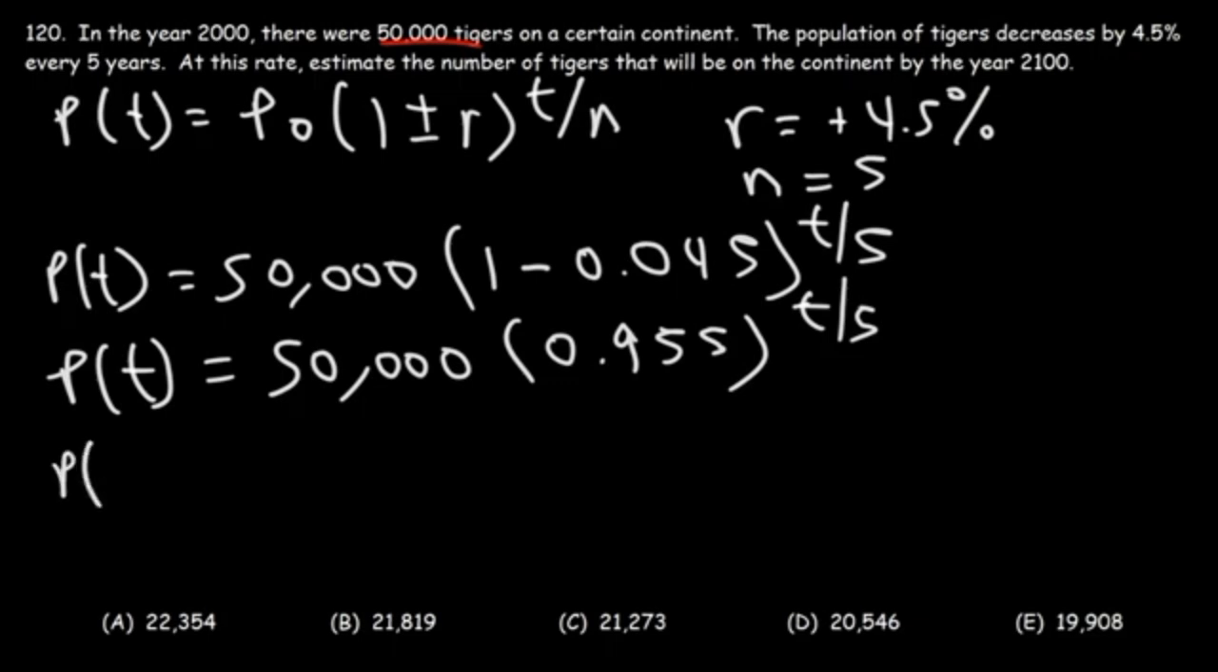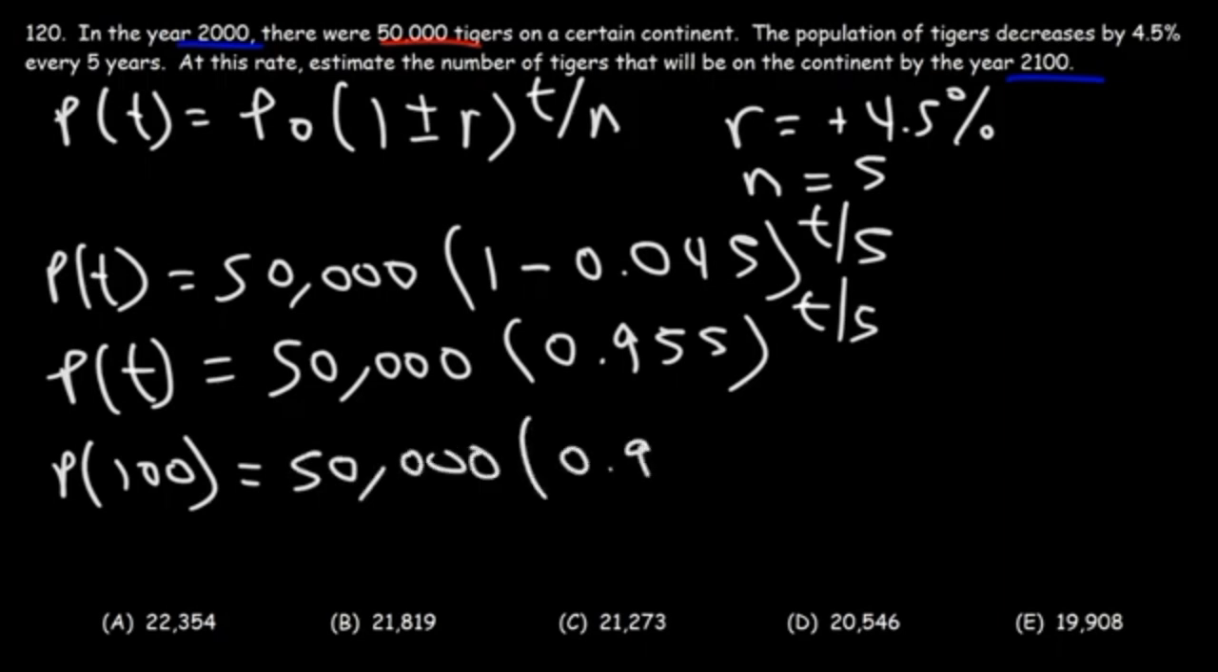Now, what is t in this example? In the year 2000, t is 0, but by the year 2100, t is going to be 100. So the population decreases by 4.5% every 5 years. So in a 100-year period, it's going to decrease by this amount 20 times. As you can see, 100 divided by 5 is 20. So this is going to be 50,000 times 0.955 raised to the 20th power.